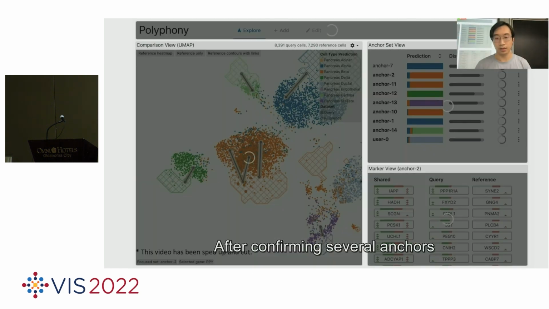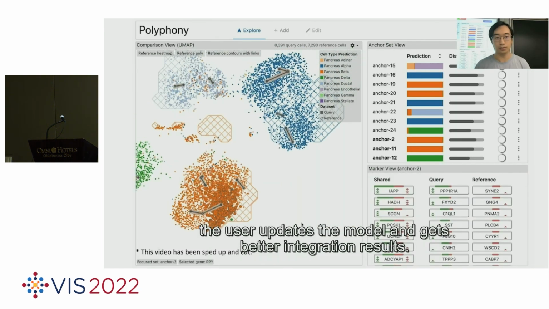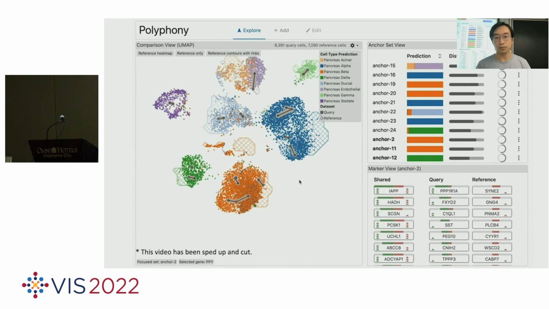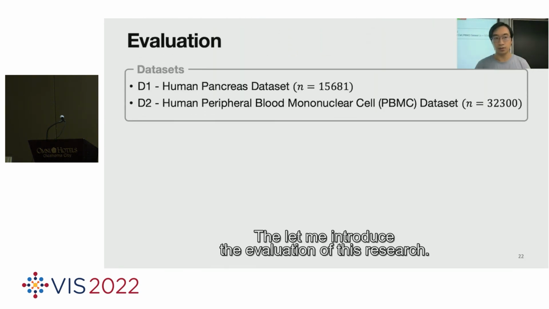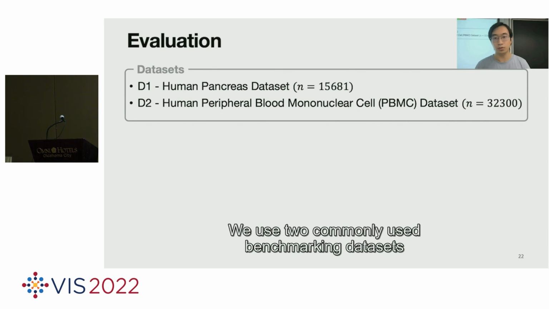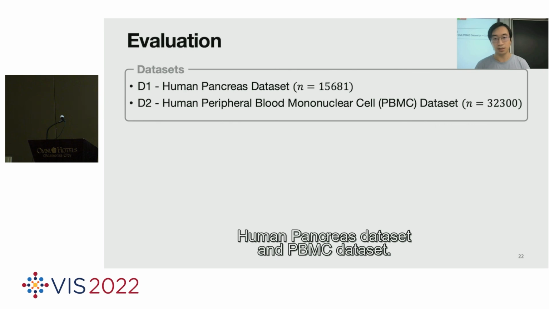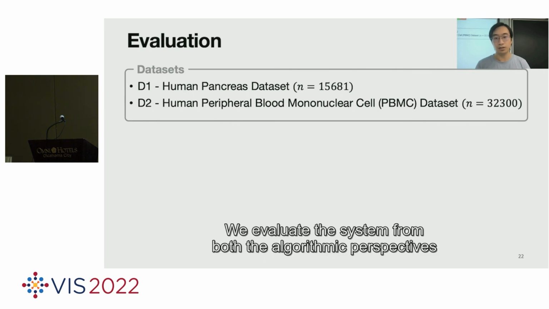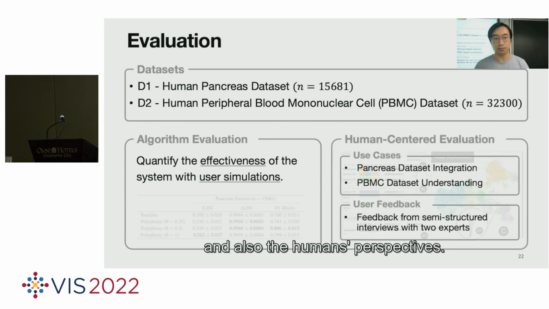After confirming several anchors, the users update the model and get better integration results. Then let me introduce the evaluation of this research. We use two commonly used benchmark datasets, a human pancreas dataset and a PBMC dataset. We evaluate the system from both the algorithm perspective and the human perspective.